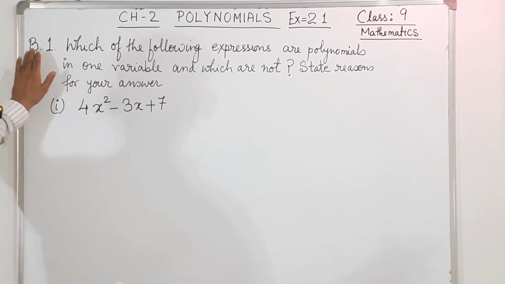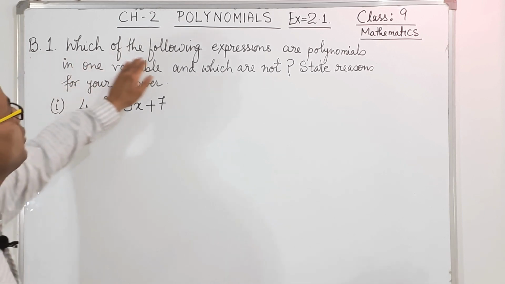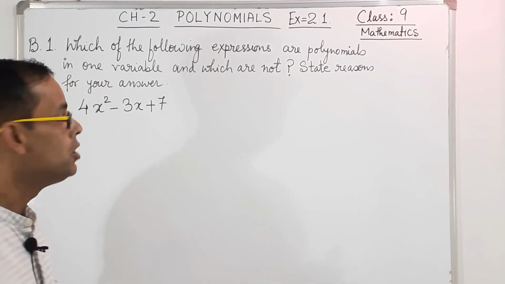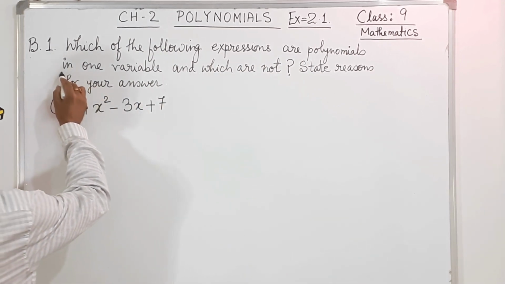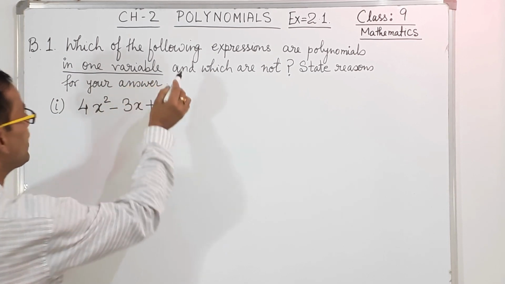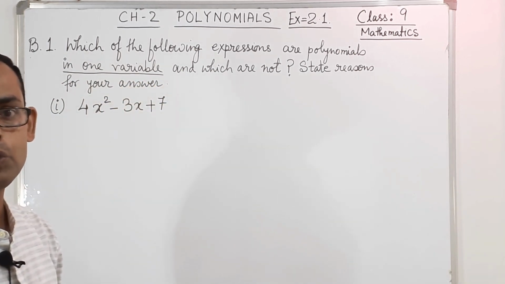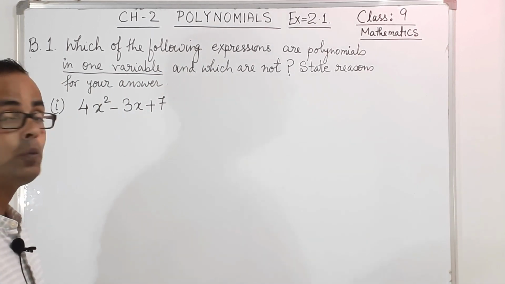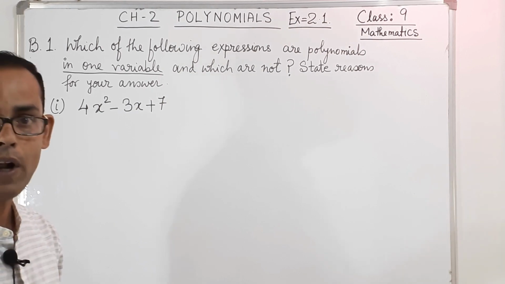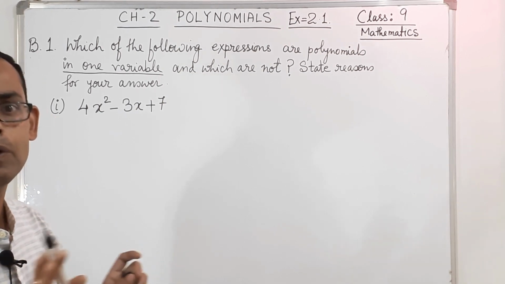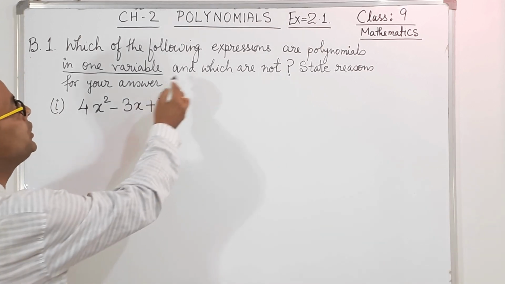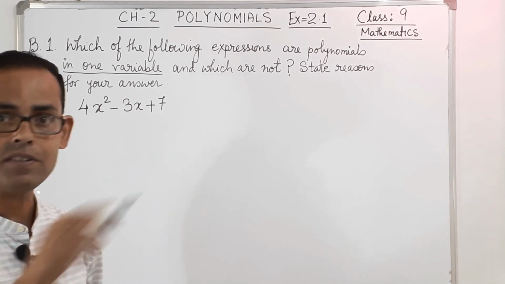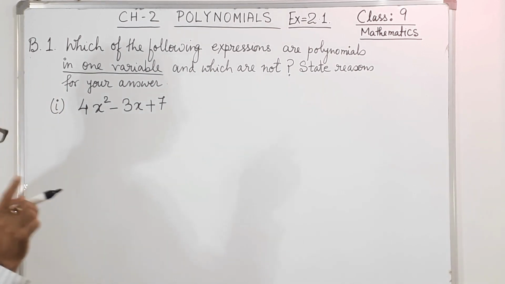Already A we have done. B is what? Number 1, which of the following expressions are polynomials in one variable? So you have to say whether the given algebraic expression is a polynomial or not. If it is a polynomial, then whether it is a polynomial in one variable, 2 variables, 3 variables or 4 variables, whatever it is, and which are not. State reasons for your answer. You have to give the reason also. Now let us solve.